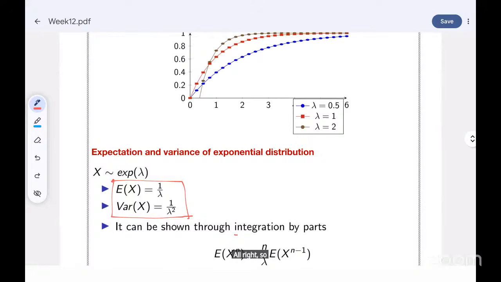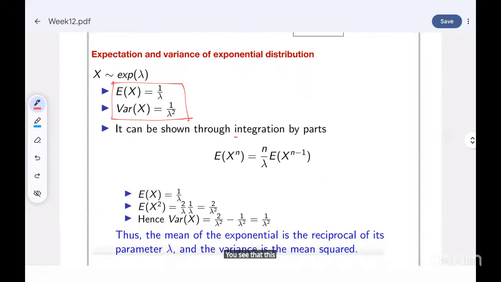All right. So here you see that this is again some property which can be used maybe for some specific examples. Even here for finding variance, this particular part is handy because expectation of x square is 2 by lambda times expectation of x, because n is 2. So 2 by lambda into expectation of x, so 2 by lambda square.